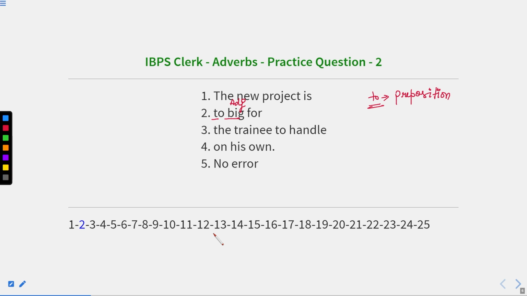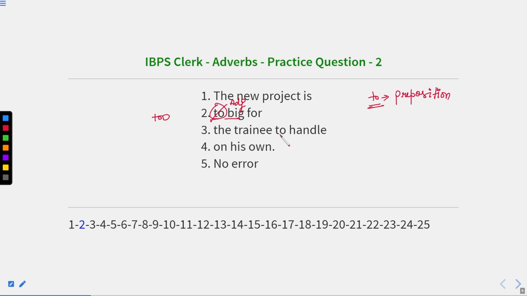Here we need to describe the word big, that is something is very very big. So this big is an adjective which should be qualified with the help of an adverb. So here this "to" is incorrect. Instead it should be replaced with "too". So the correct sentence will be, the new project is too big for the trainee to handle on his own.